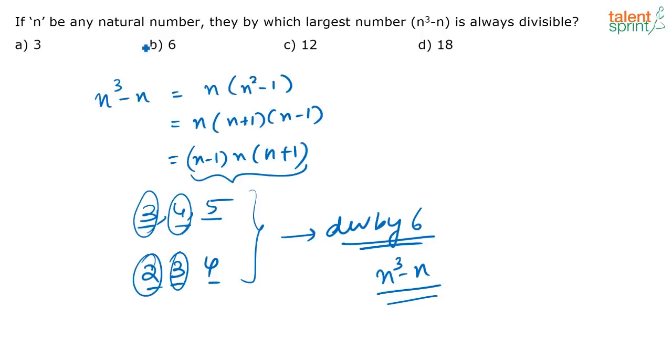So the correct answer here is option B, 6. So these are products of 3 consecutive numbers. If you take the product of any 3 consecutive numbers, one of the numbers will definitely be divisible by 3 and the other will definitely be divisible by 2. Any case, any set. So I can definitely say that such numbers will always be divisible by 6.